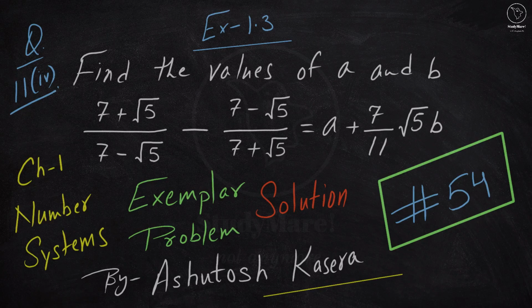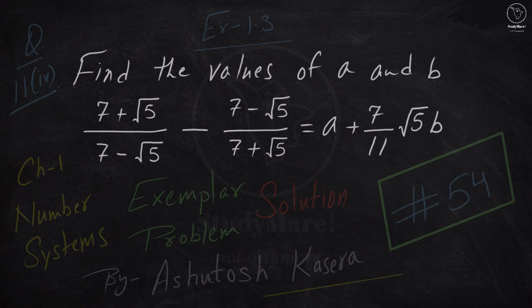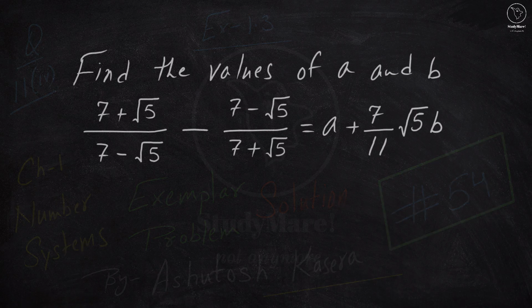Find the values of a and b in the given expression. The expression is (7 plus root 5) upon (7 minus root 5), then minus (7 minus root 5) upon (7 plus root 5), is equal to a plus (7 upon 11) root 5 into b.